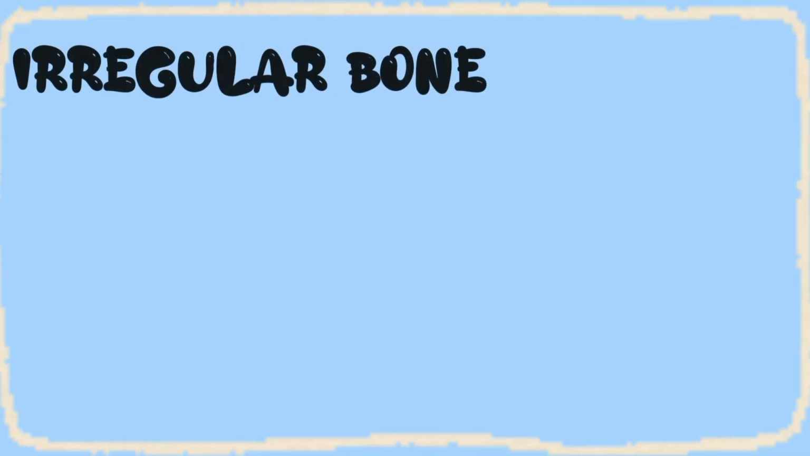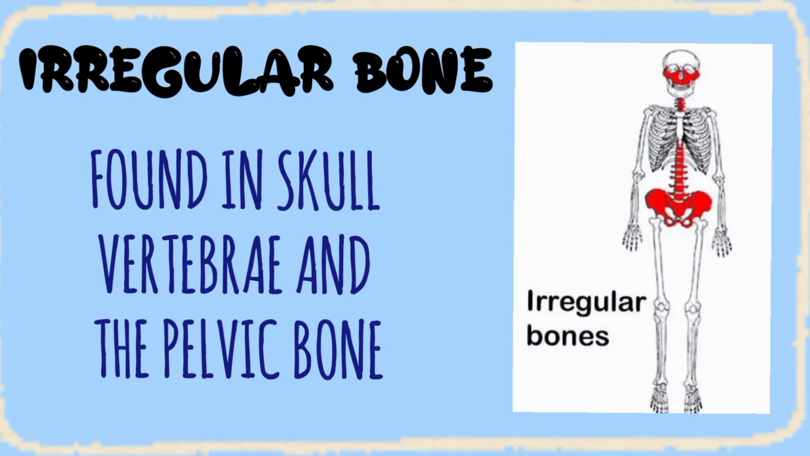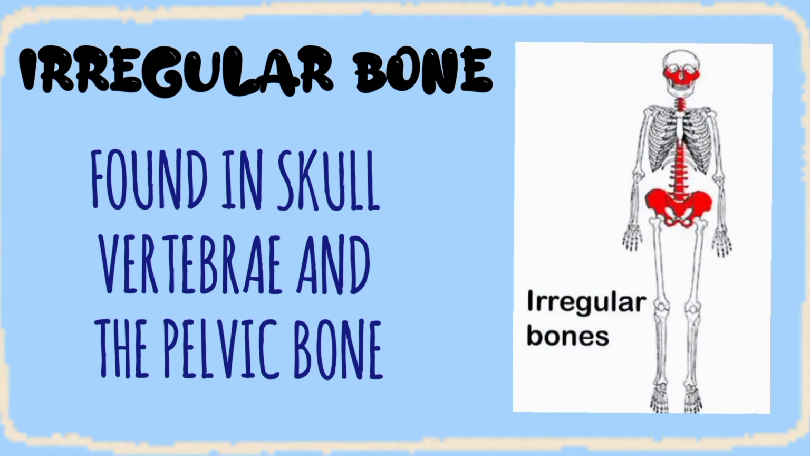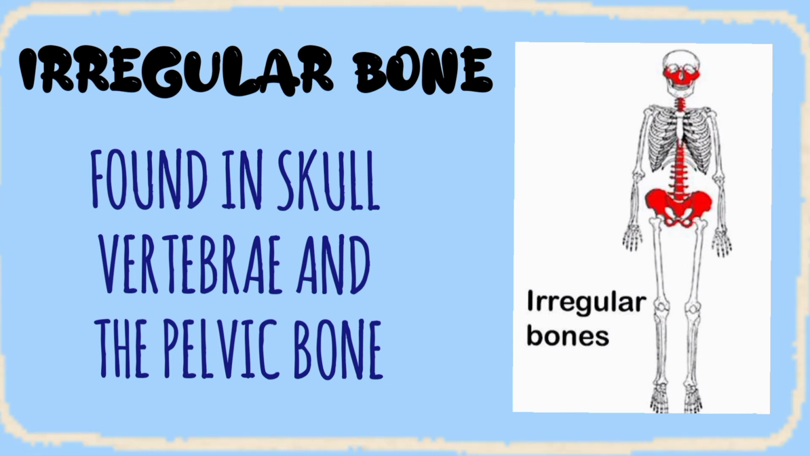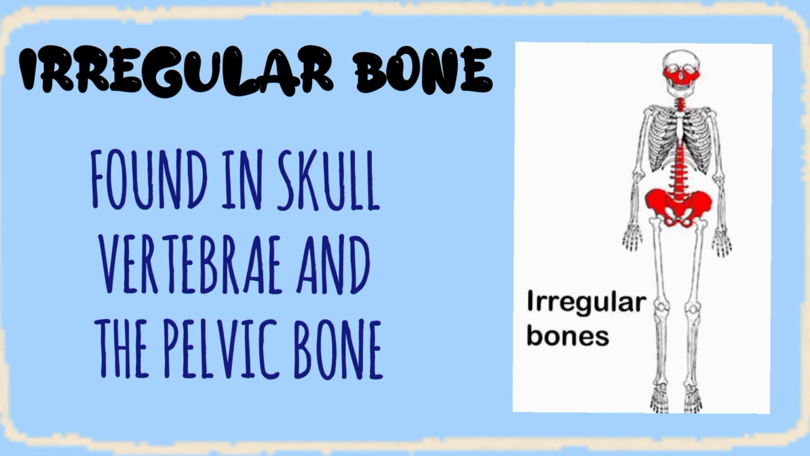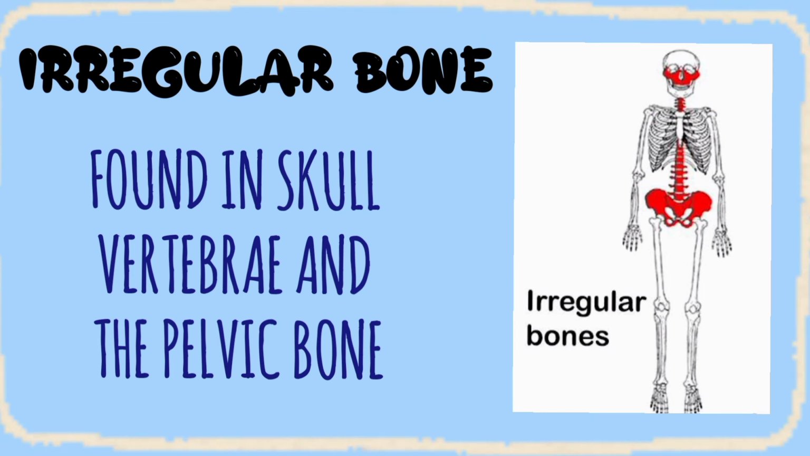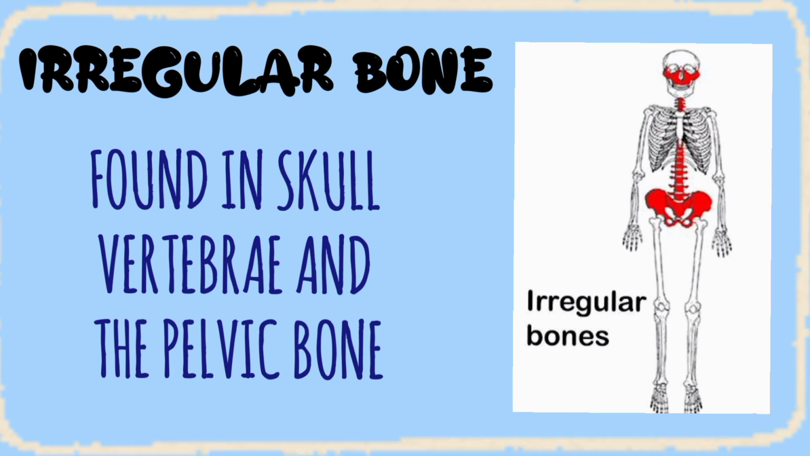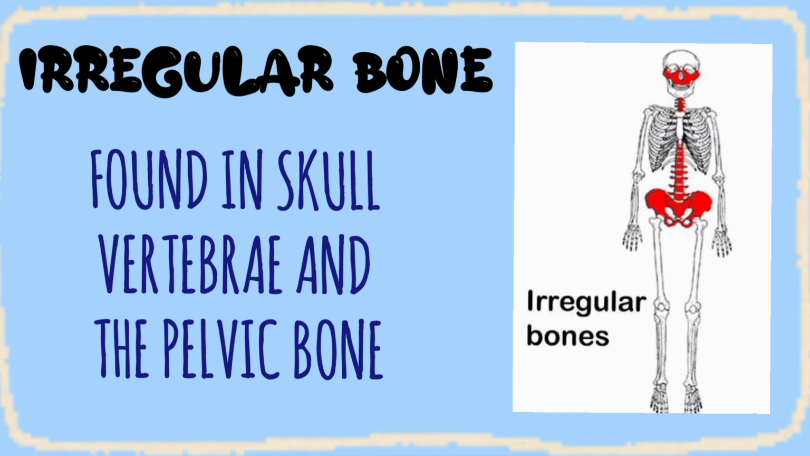Okay, so next to it we have the irregular bone. The irregular bones are those bones which are not assigned to the previous groups, obviously. The irregular bones include some bones of the skull which are not the flat ones, the vertebrae, and the pelvic bone, which includes the ilium, ischium and the pubis, that is the hip bone. Like any other bone, the anatomy of the irregular bone is the same: the interior of the bone is cancellous or spongy in nature, while the outer side is compact in nature.